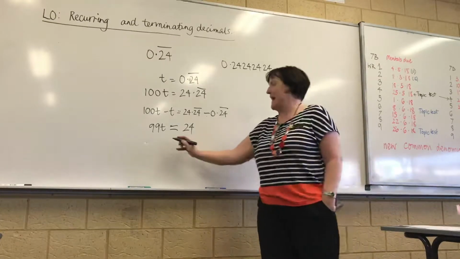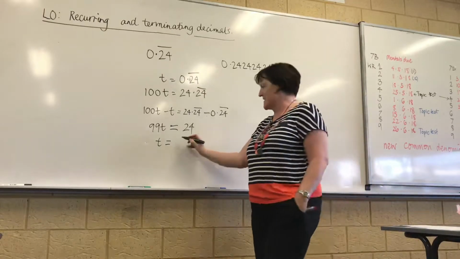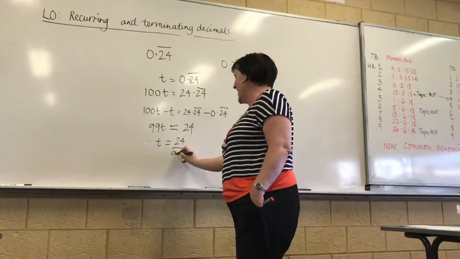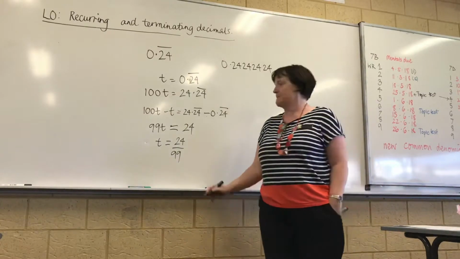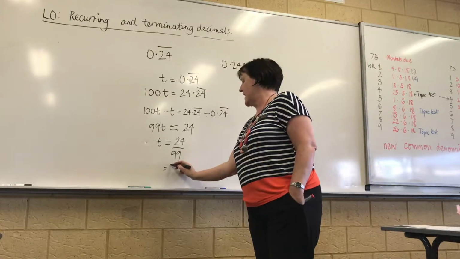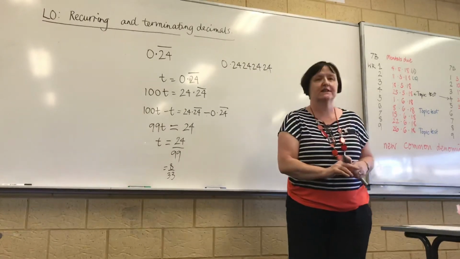So how do I now find out what t is? 24 over 99. Which simplifies to 8 over 33. Okay, stop now then. I'm very happy now, I get it.